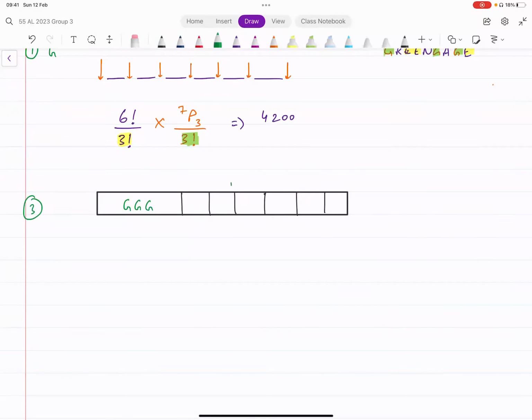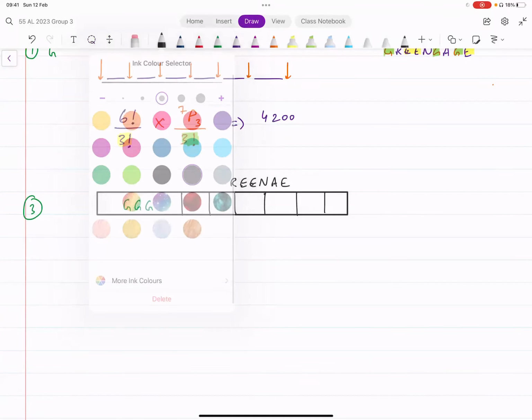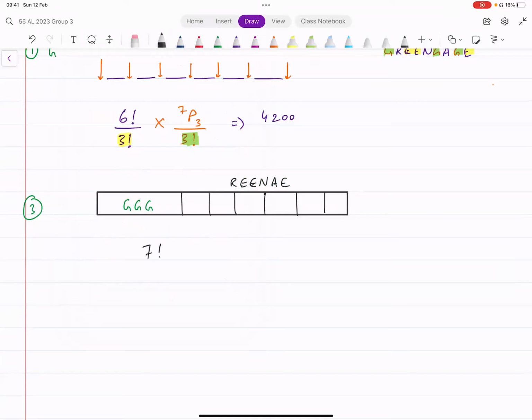Okay. Now, what are the remaining letters? The remaining letters are R, E, E, N, A, E. These are the remaining letters. Now, in how many ways can we do this? For the outer boxes, we have 7 total boxes. So in how many ways can we arrange those 7 boxes? 7 factorial, but then 3 of them are identical because they have E's in them. We divide by 3 factorial because of that.